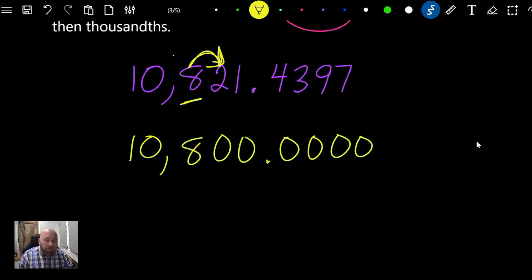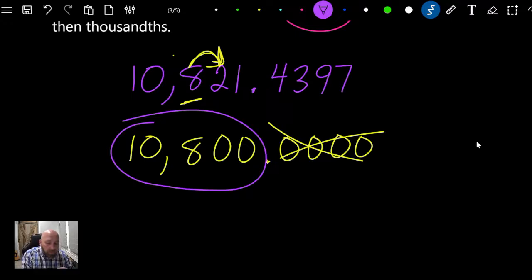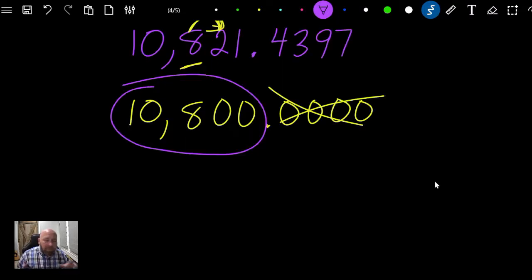Now, if you know anything about numbers, if all these numbers over here on the other side of the decimal are zeros, we don't need to write them. So our answer would actually be right here: 10,800. That is to the nearest 100.